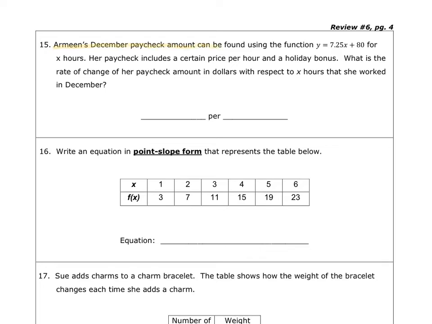Armin's December paycheck amount can be found using the function y equals 7.5x plus 80, for x hours. So I know x is hours. Her paycheck includes a certain price per hour and a holiday bonus. Okay, so her paycheck has a certain price per hour. That means she's getting paid per. Per tells me I've got a slope, and the holiday bonus would be the $80. It's kind of nice. She got a holiday bonus of 80 bucks.